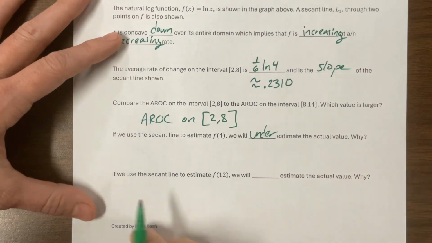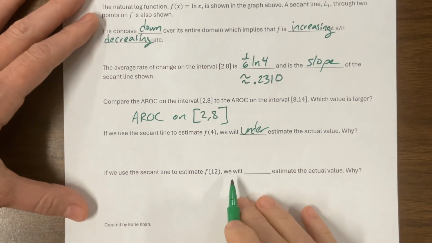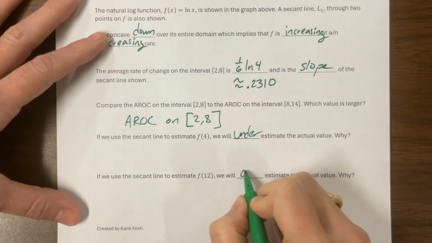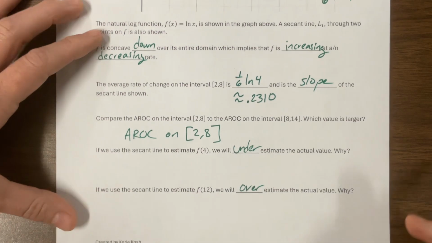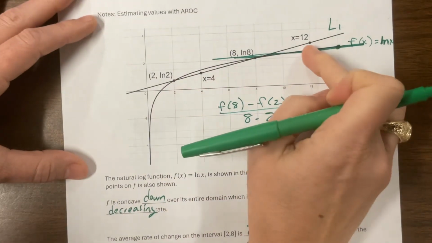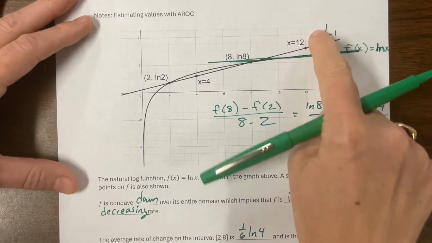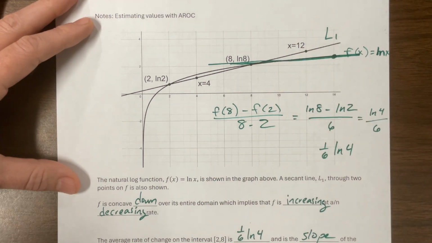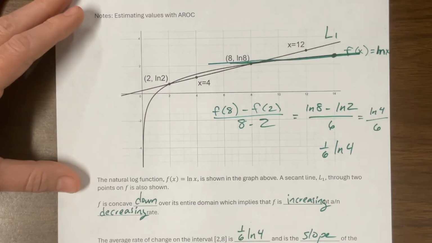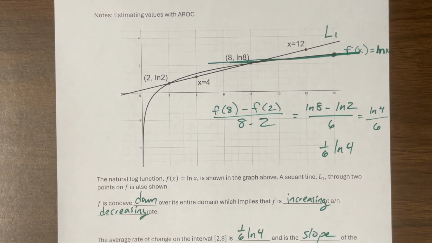So now, if we use the secant line to estimate, it will be an overestimate of the actual value. Why? Because we are outside the interval, and so our secant line is above our curve since our curve is concave down. Okay, hopefully that wasn't too confusing. Let's try an actual problem.